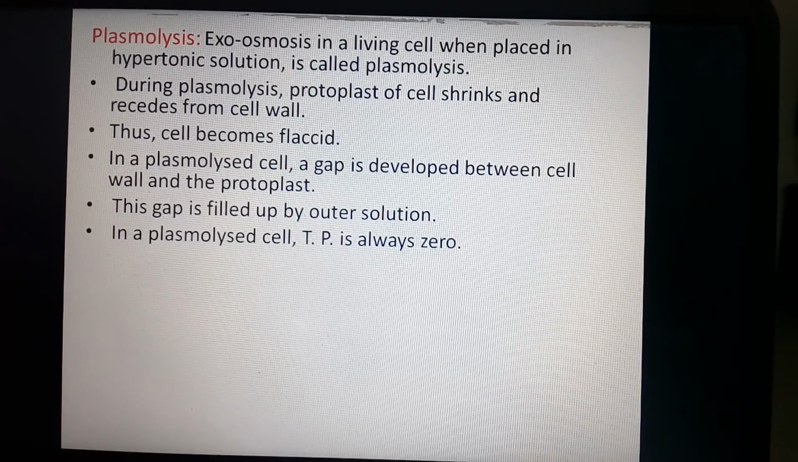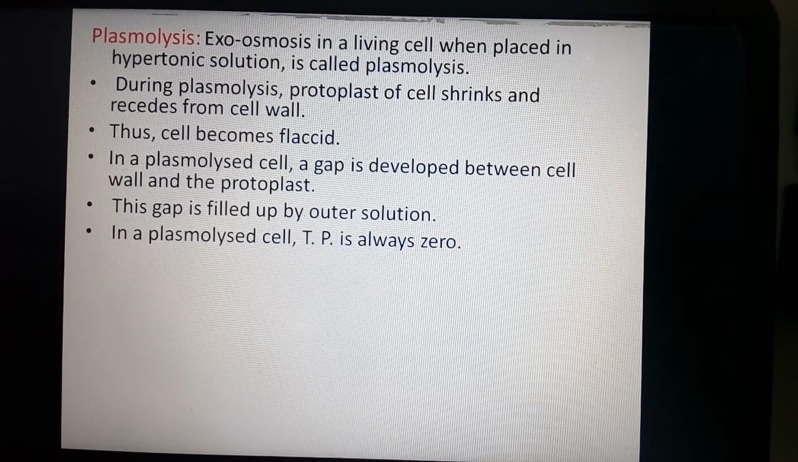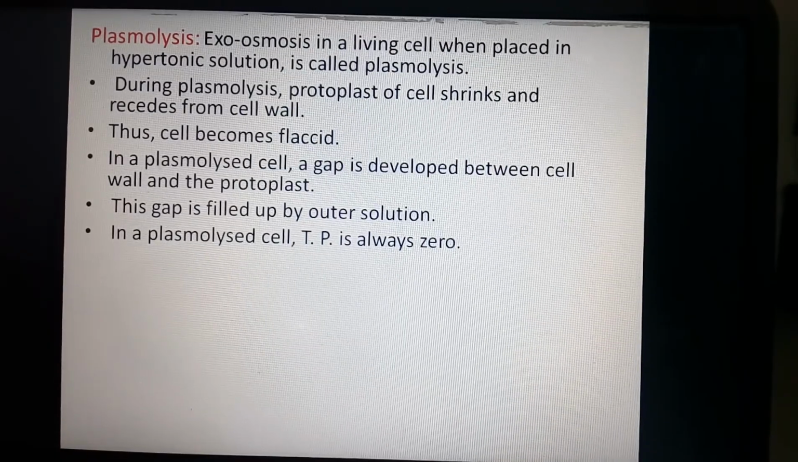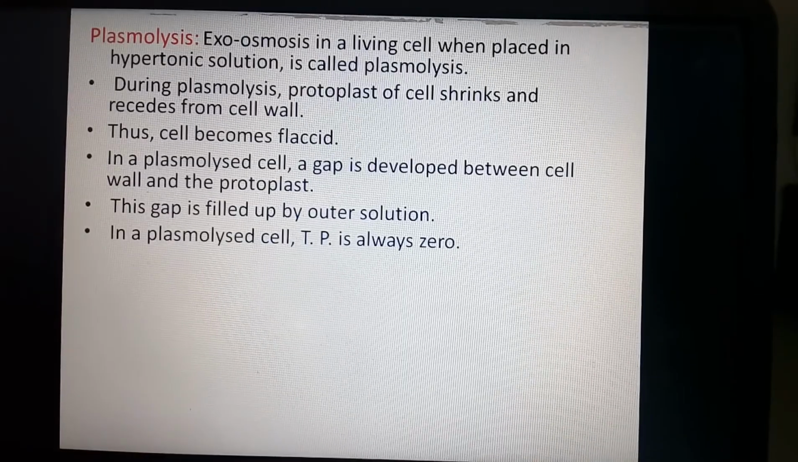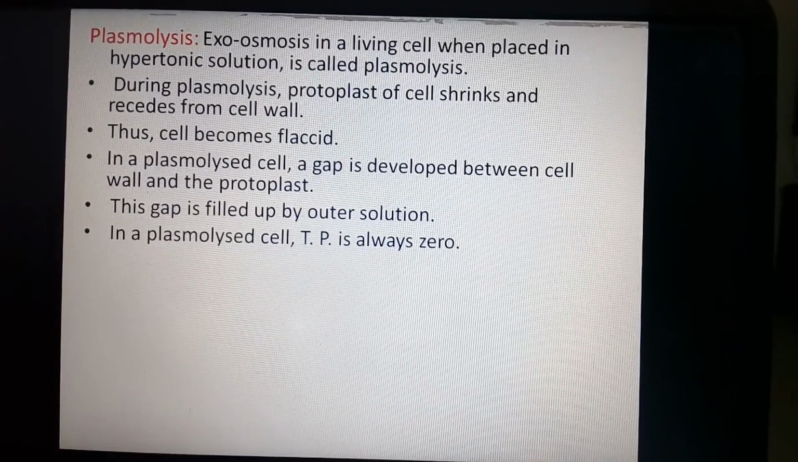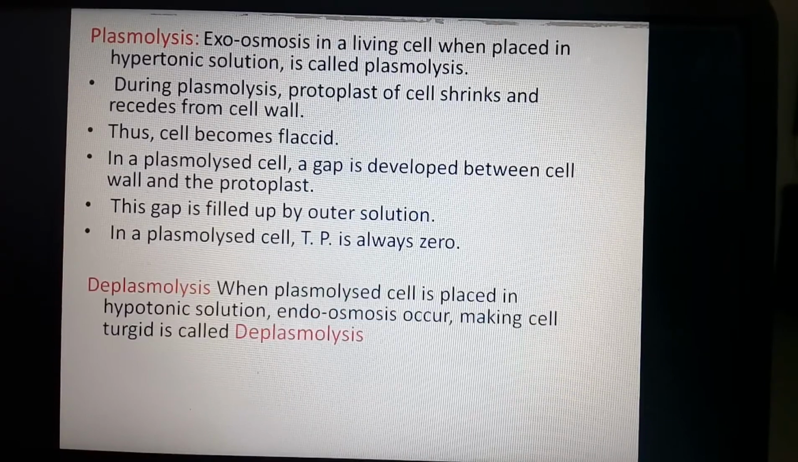Now, what happens actually? As turgor pressure decreases, the shape of the cell is not maintained. You can observe that the shape of the cell is not maintained at all inside the plasmolyzed cell.